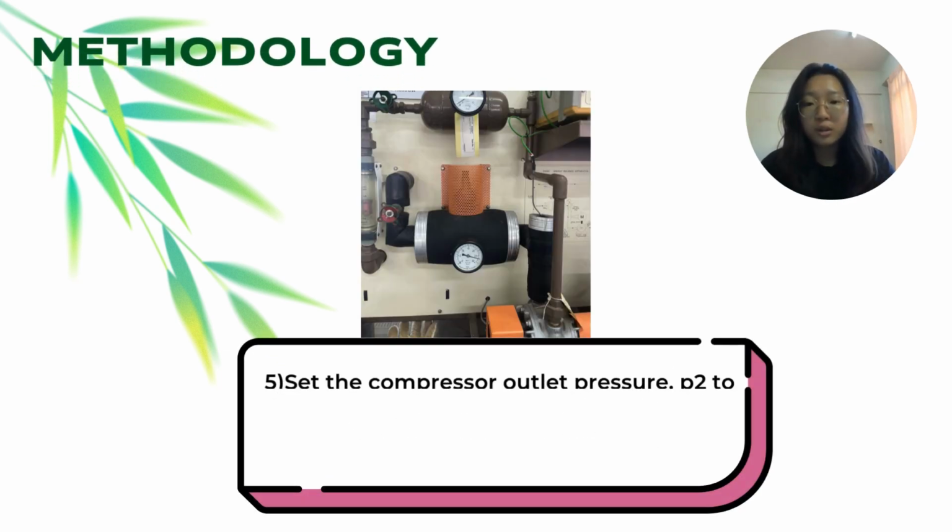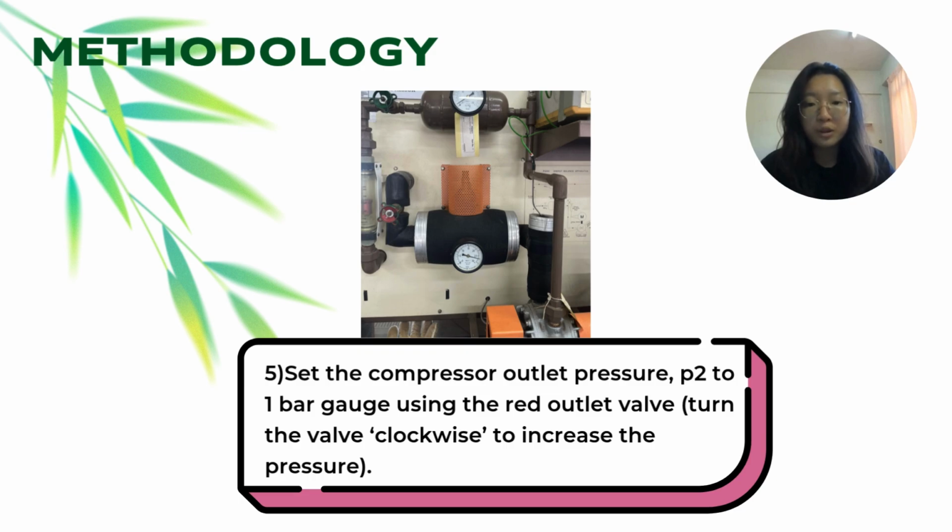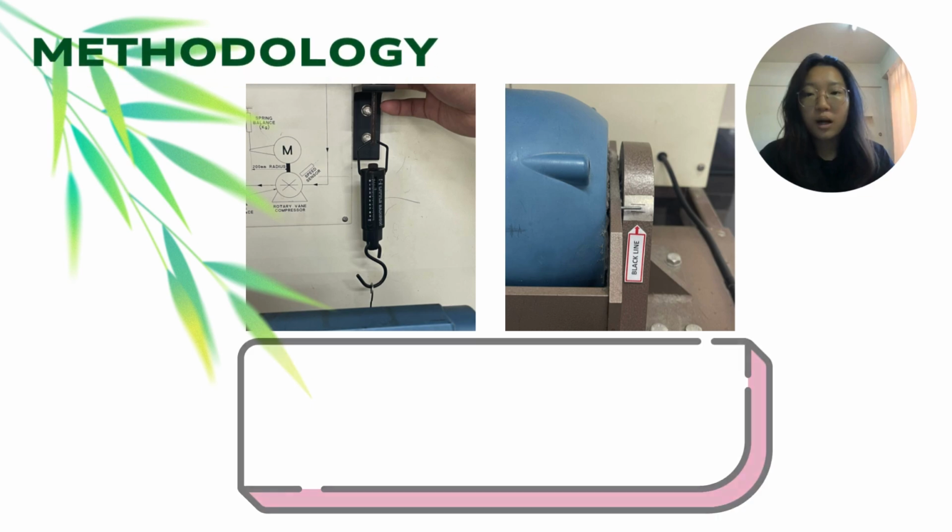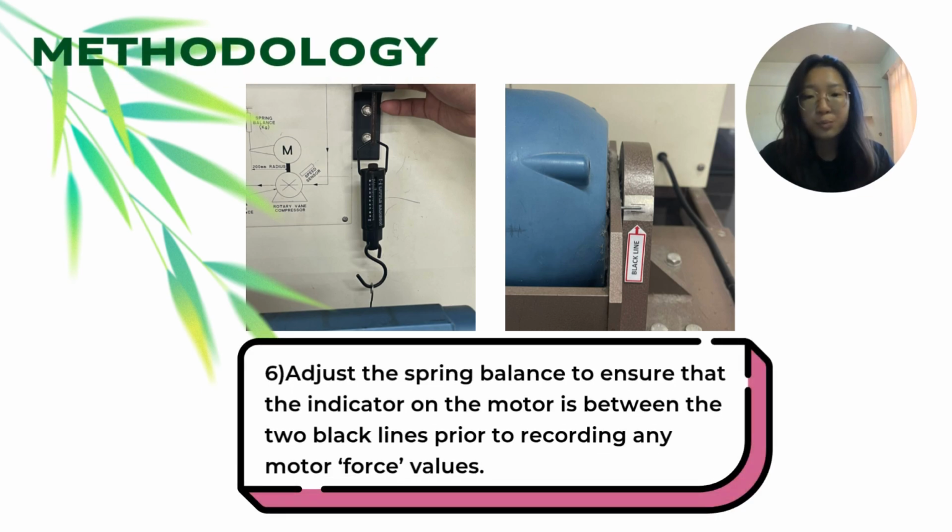After switching on the motor, we set the compressor outlet pressure P2 to 1 bar gauge, which is the atmospheric pressure, by using the red outlet valve. Turn the valve clockwise to increase the pressure. After that, we adjust the spring balance, which is the black one, to ensure that the indicator on the motor is between the two black lines prior to recording any motor force value. In image 2, we can see that the motor is already between the two black lines.